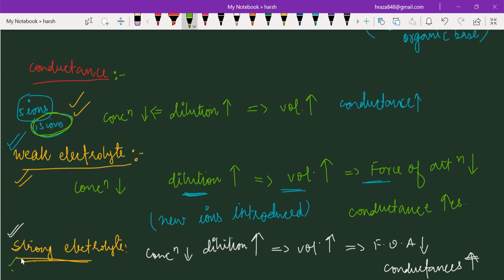as compared to a strong electrolyte, because strong electrolytes are already 100% ionized. What happens here? Only the force of attraction decreases. That's why the movement of ions is faster than earlier. But in the case of a weak electrolyte, we introduce more ions due to dilution. Got it? Yes, sir. Please write it.